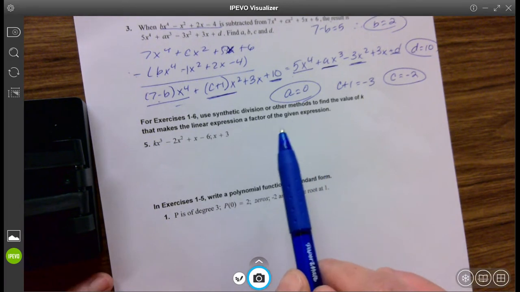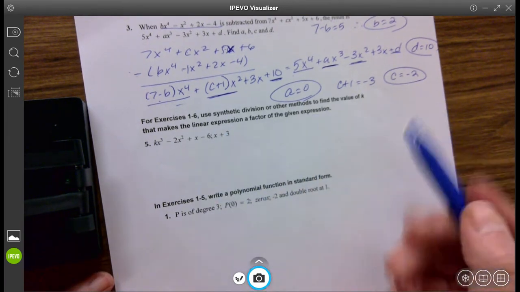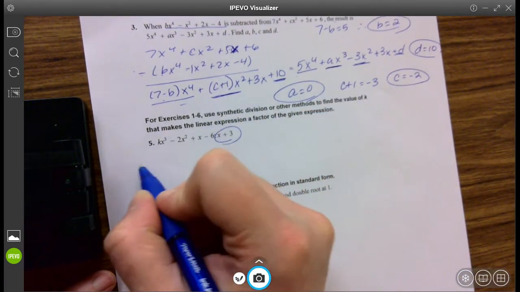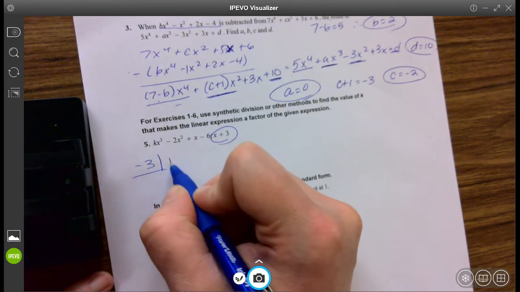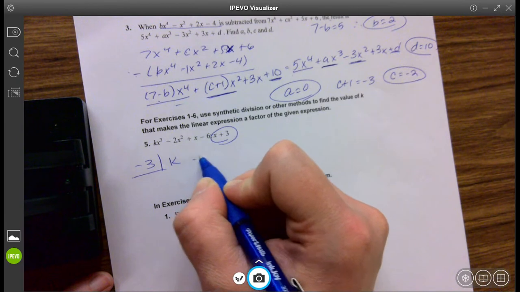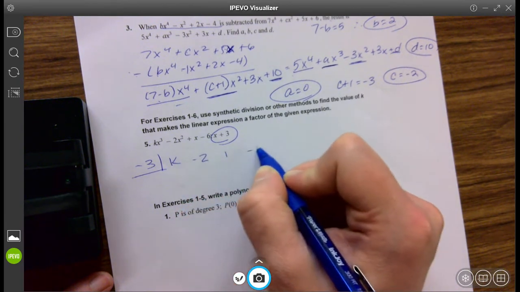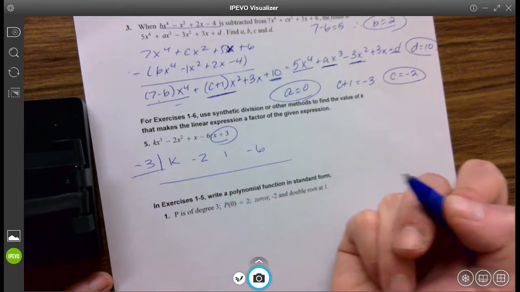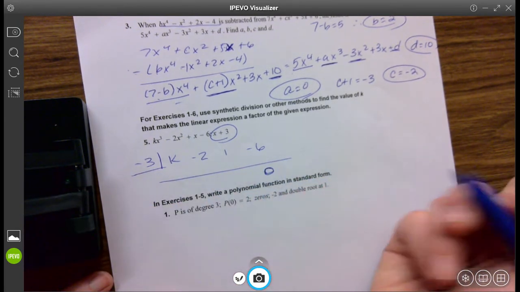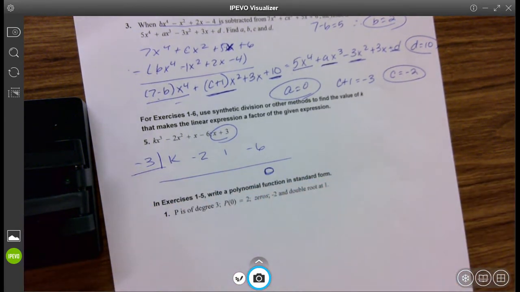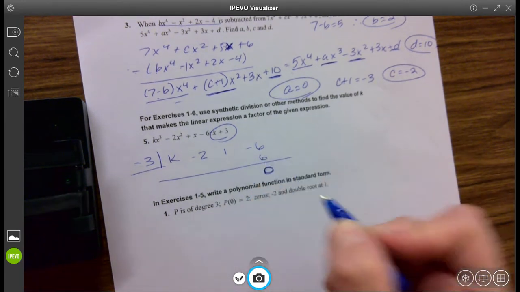Use synthetic division or other methods to find the value of k. So if this is our factor, we know that negative 3 must be the solution. So kx squared, x cubed, negative 2x squared, 1, and then negative 6. People like to drop k. That's going to be messy. I know that if this is a factor, I want 0 to be the remainder. Therefore, a positive 6 had to be here.